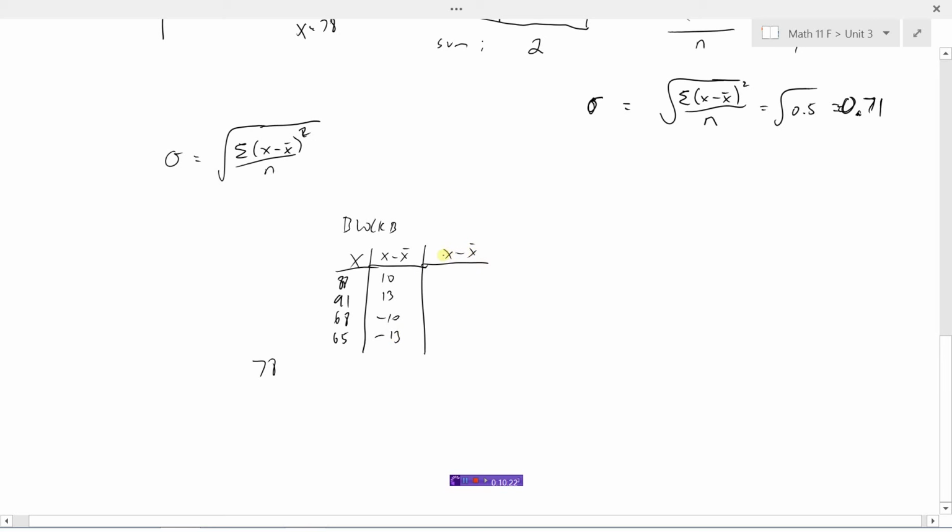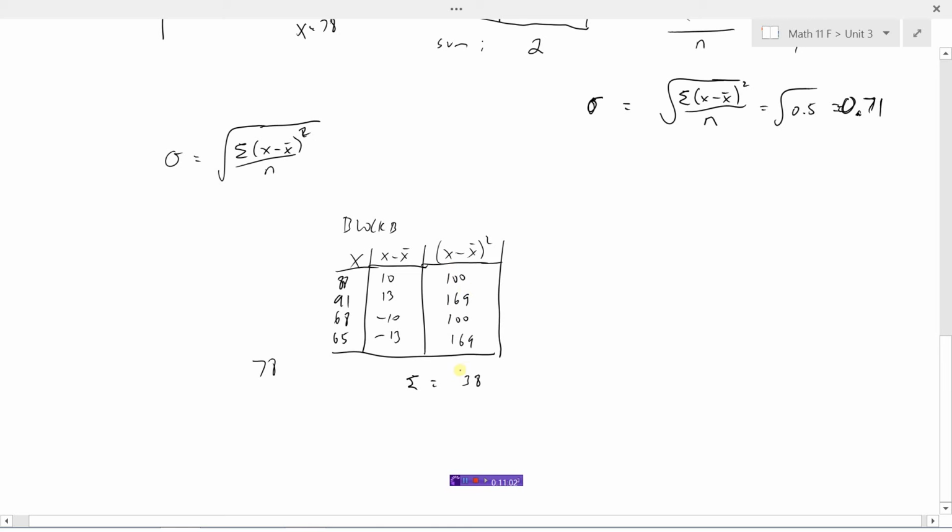The next piece of information I've got to find is each one squared. So I'm going to take these differences and square them. That's 100. 13 times 13 is 169. Negative 10 times negative 10 is positive 100. And negative 13 times negative 13 is 169. And now I need to add these all up. Find the sum of all of these things. So the sum would equal, whoa, what have we got here?